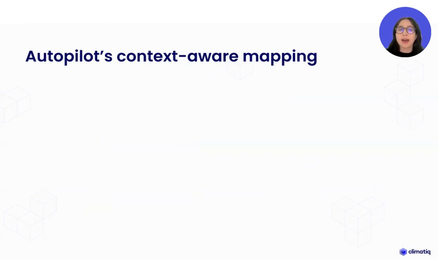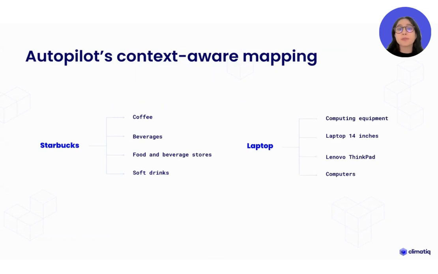As an example, if you have an item from Starbucks in your data, Autopilot will give emission factors for coffee. Similarly, if you put the word laptop, Autopilot will also be able to deduce that this is associated with computers and will also provide detailed emission factors around laptop types. This is where the context-aware element comes in.